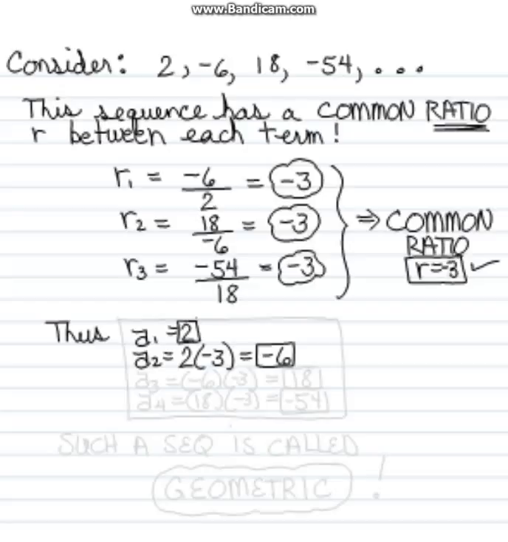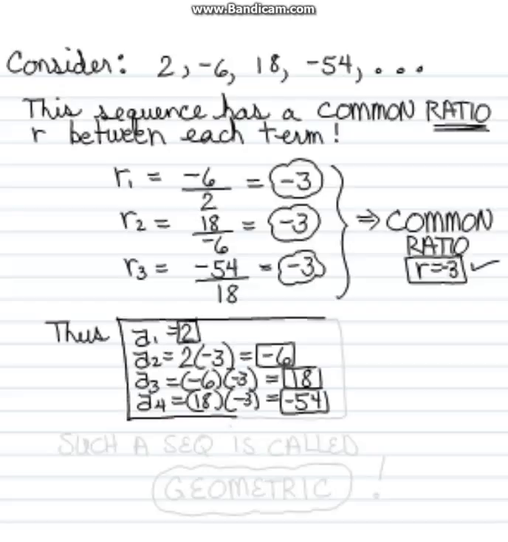For the third term, take the term that came before it, the number negative 6, and multiply by the common ratio, negative 3. We get negative times negative is a positive 18. And indeed, that is the third term. Let's try it one more time. Take the number 18 and multiply by the common ratio, negative 3, and we get negative 54. So we were able to form the entire sequence by knowing that it had a common ratio between terms and knowing the first term, and just keep multiplying each term by the common ratio to get the next term.